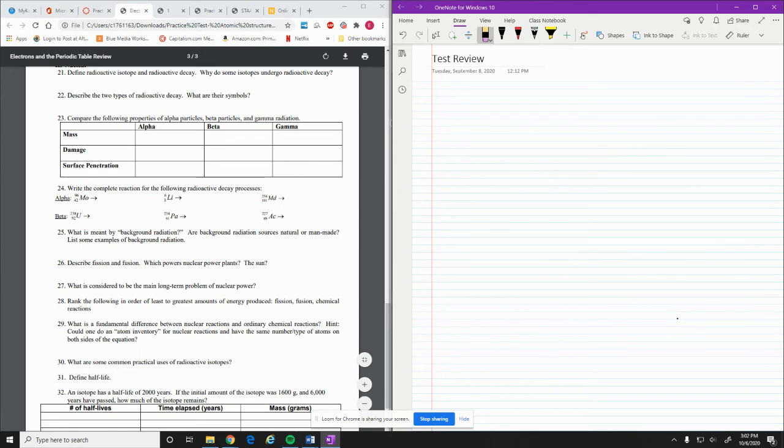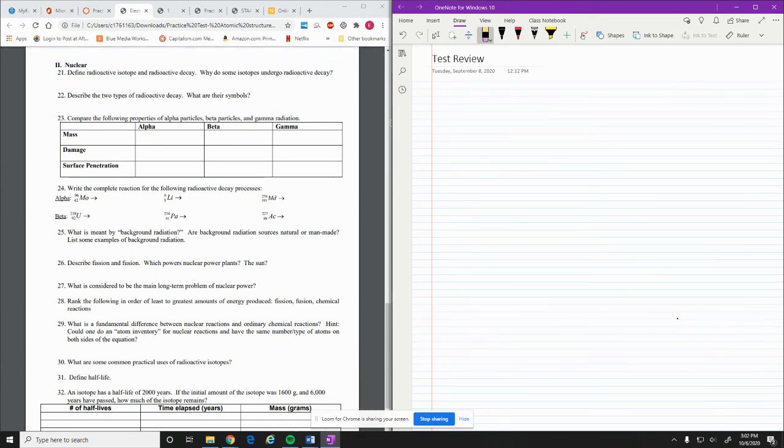All right. 25. What is meant by background radiation? Are background radiation sources natural or man-made? List some examples of background radiation. The answer is really they're both. It's a little bit of everything. Background radiation happens from the sun. It happens from food we eat. It happens from man-made carbon that we're releasing into the air. It's happening everywhere. Every single day we're exposed to background radiation. Okay, so that'll be that.